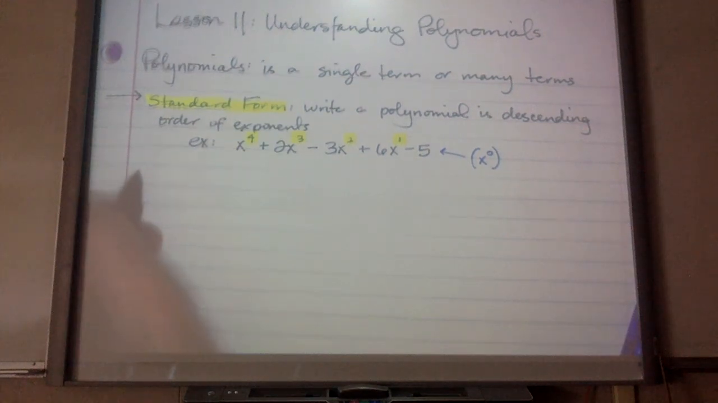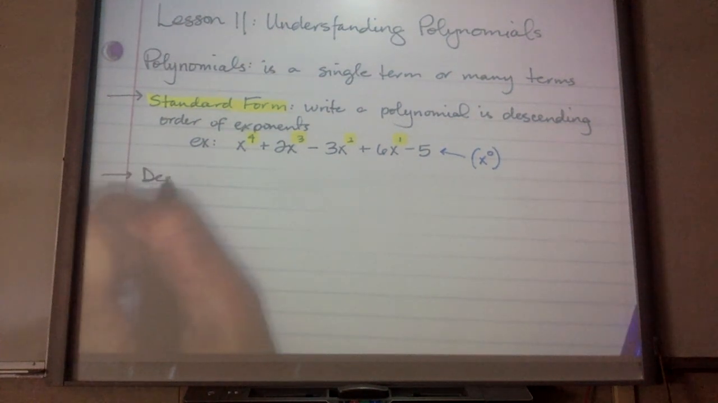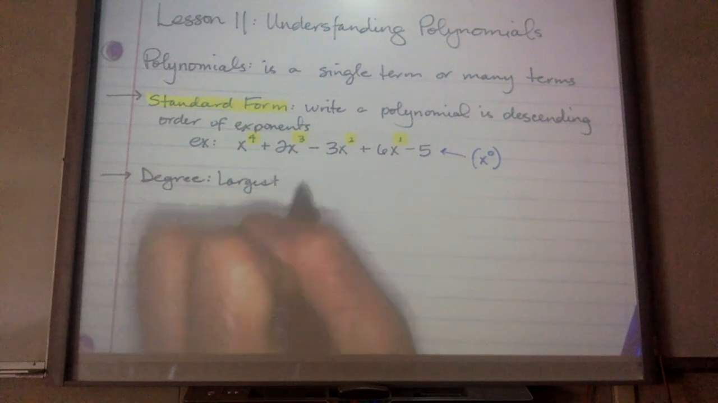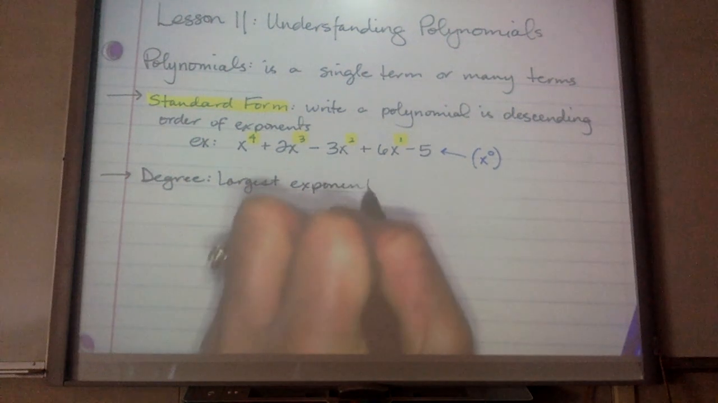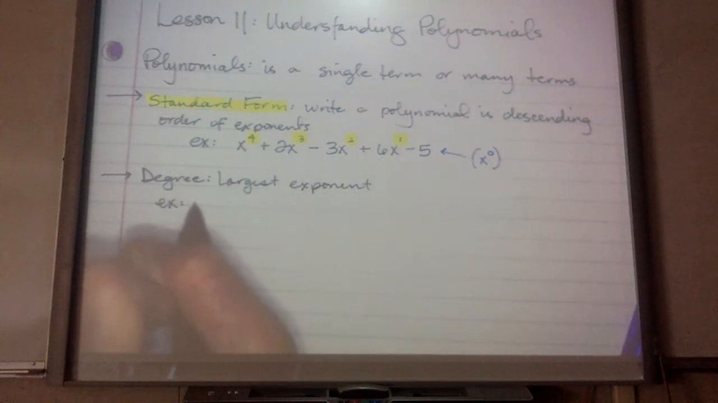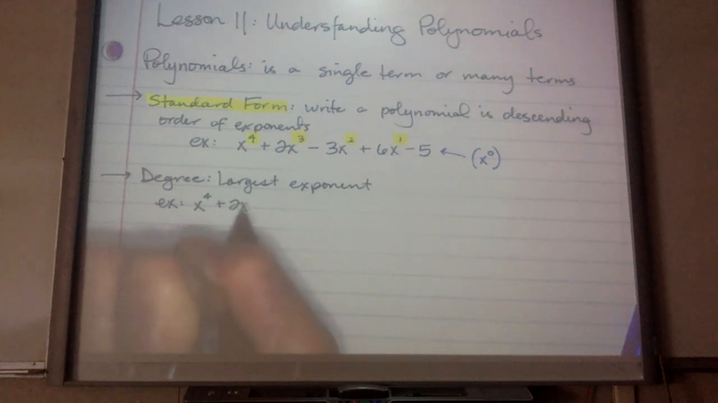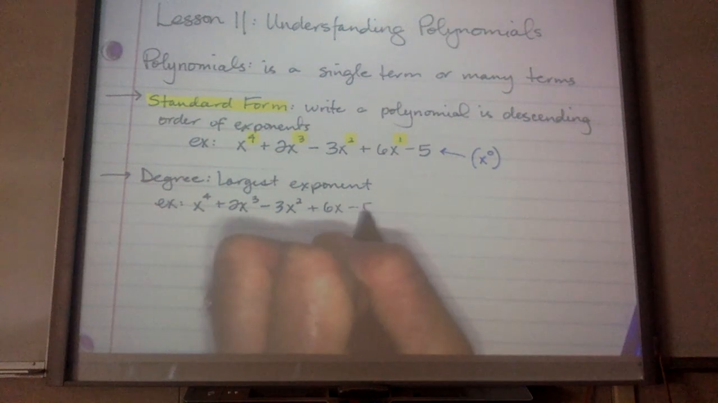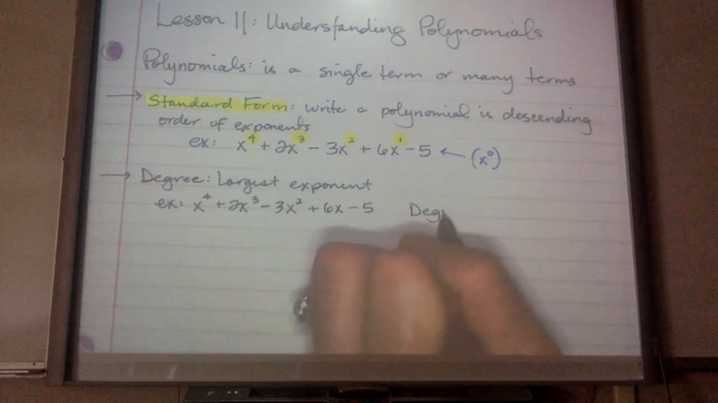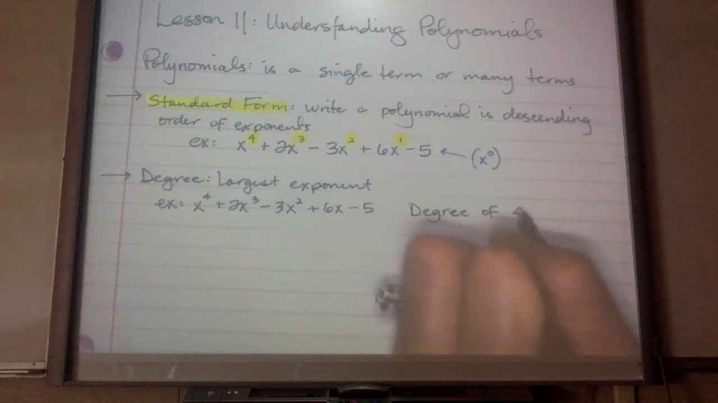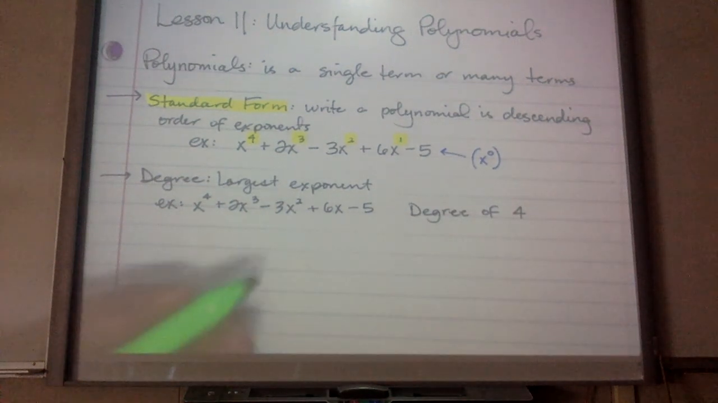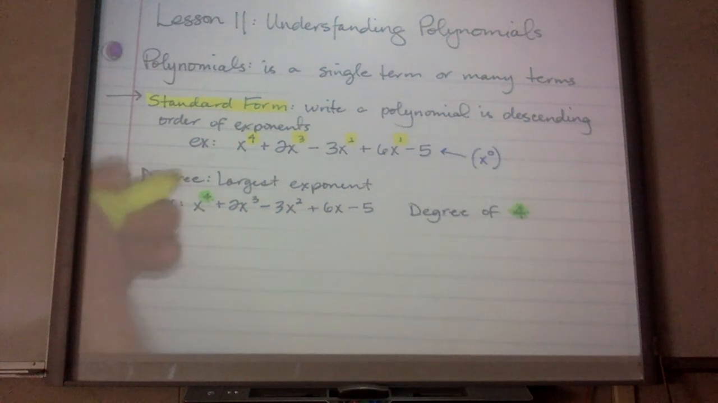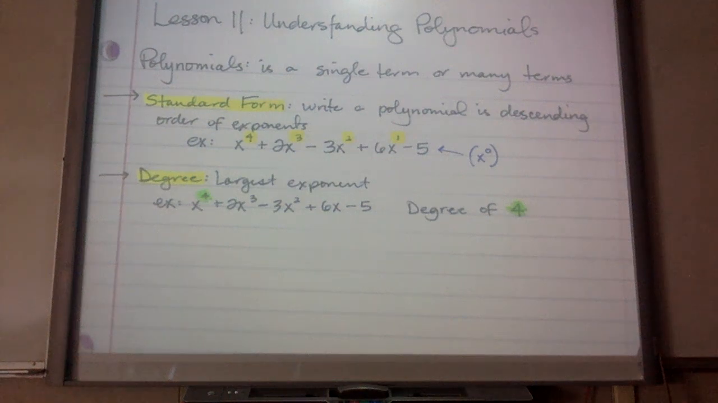The next is something called degree. Degree is your largest exponent. So for example, same polynomial, x to the fourth plus 2x cubed minus 3x squared plus 6x minus 5. It has a degree of 4 because it's the largest exponent. Okay, so that is the second thing this lesson covers.